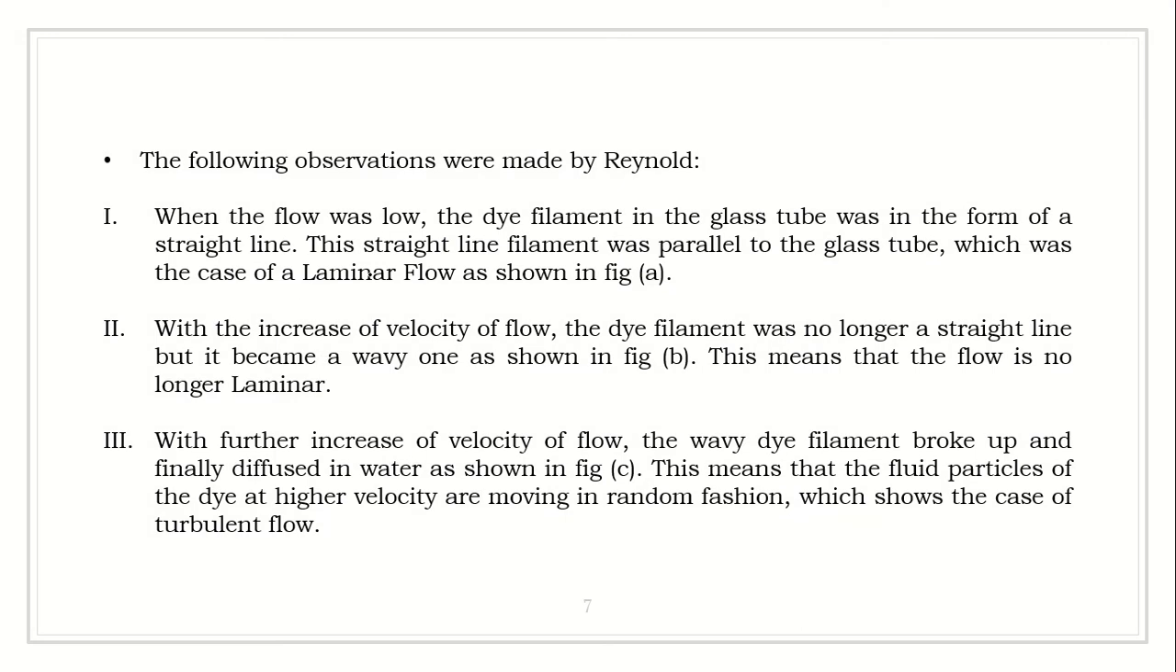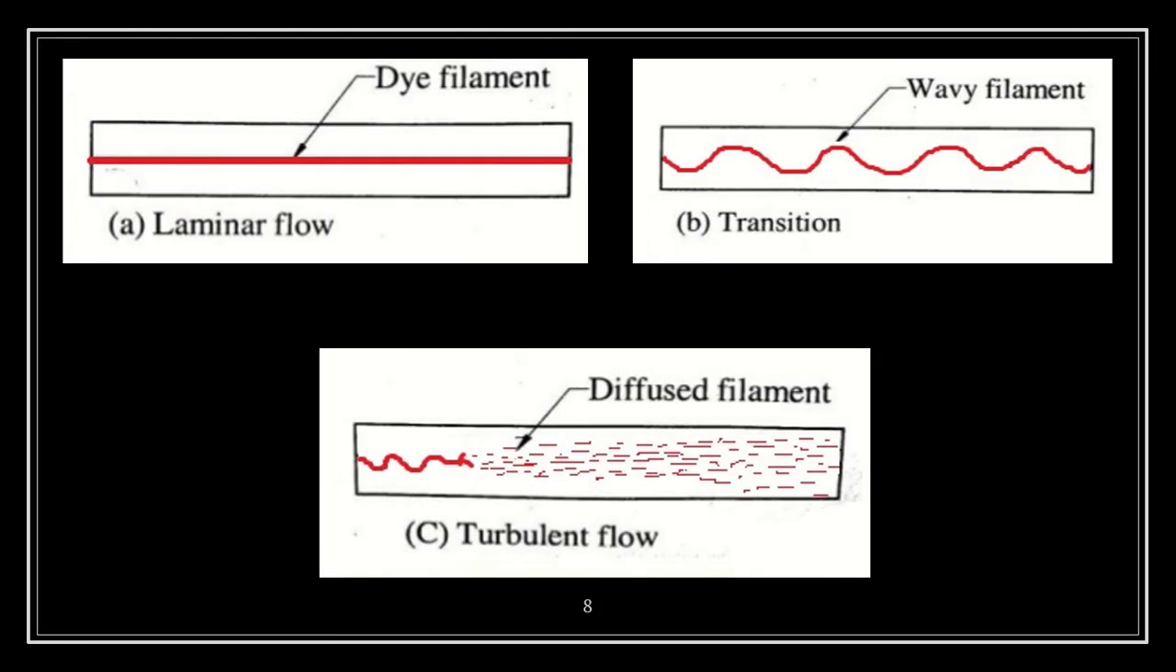Clear? So when velocity is less, the dye filament appears like a straight line parallel to the glass tube. If the velocity is increased, the dye filament is not a straight line, it will become a wavy one. And with further increase in velocity, it will break into pieces and move in random fashion, indicating a turbulent flow. So clear? This is how the Reynolds experiment is demonstrated.